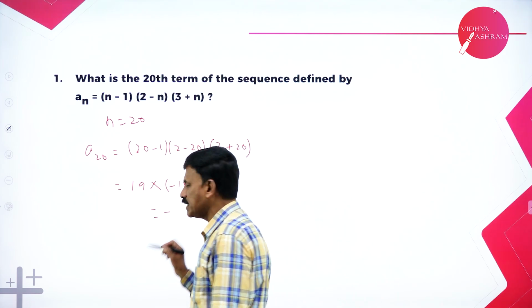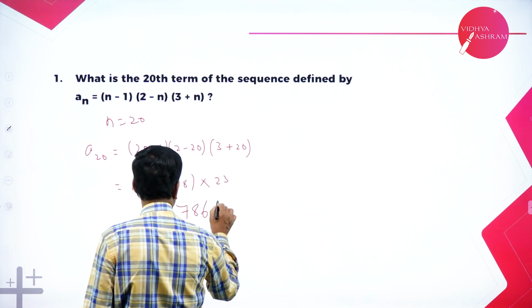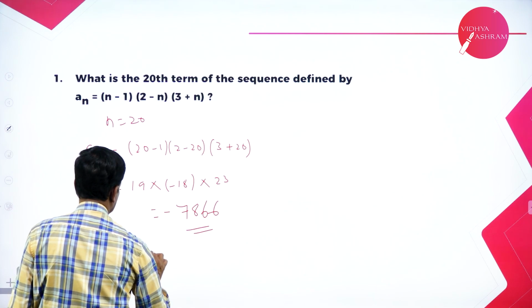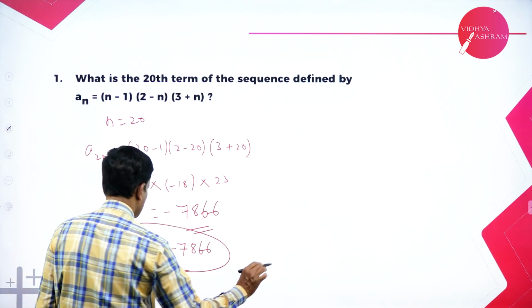This is equal to minus 7866. That's it. So therefore the 20th term A20 is equal to minus 7866.